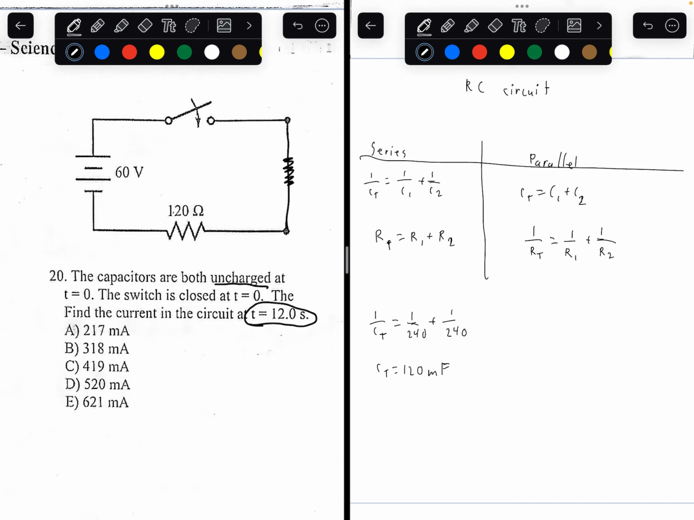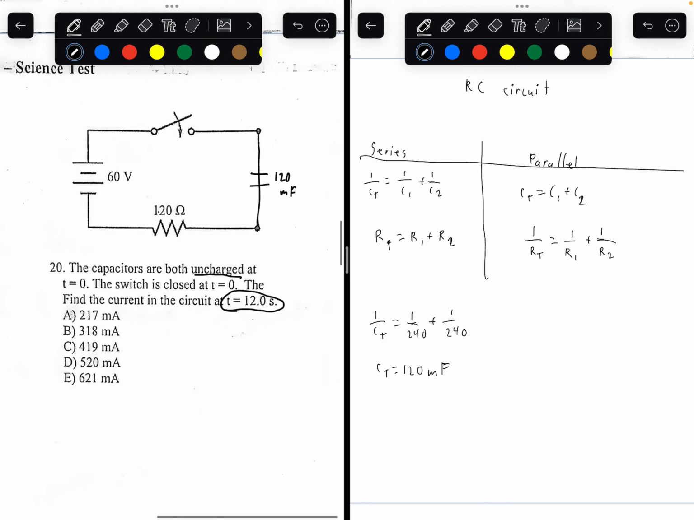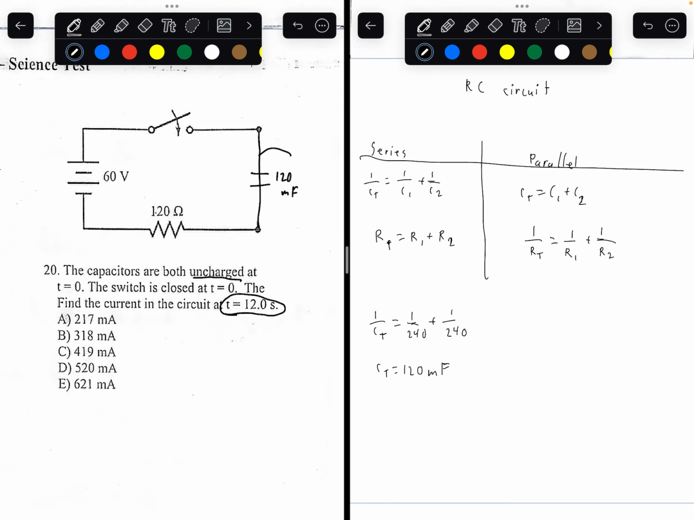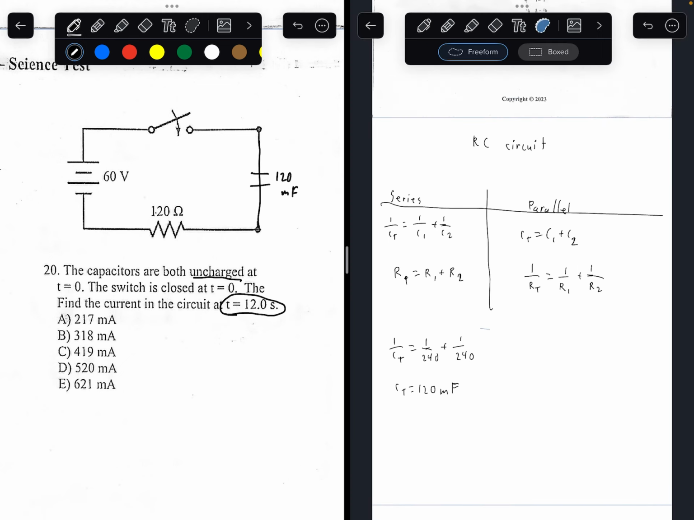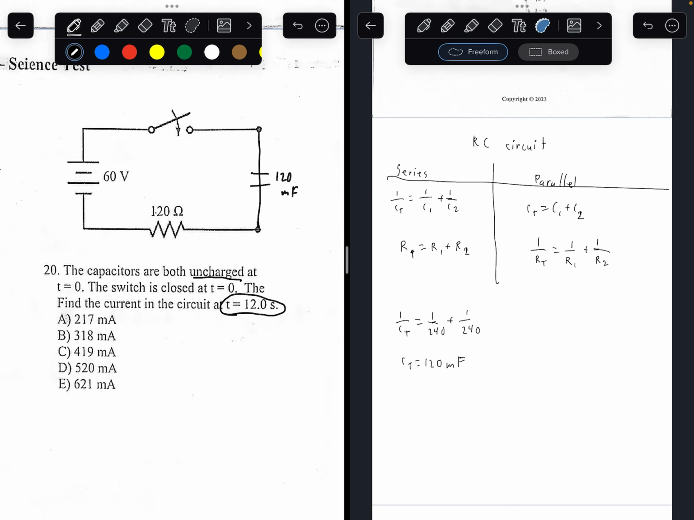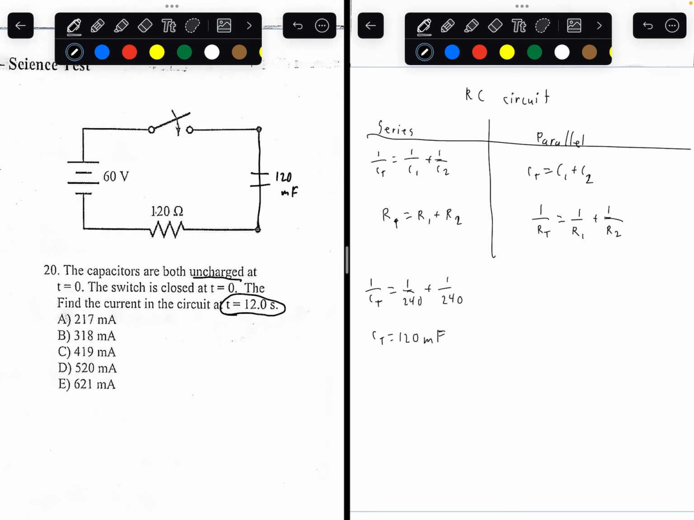The symbol for a capacitor is this, so replace that with a capacitor of 120 microfarads. Now that you only have one resistor and you only have one capacitor, now we can actually solve the circuit. So let's move everything upwards a little bit. To solve the circuit, you would need to use this formula.